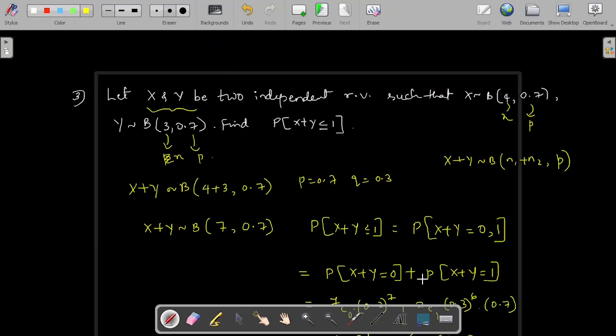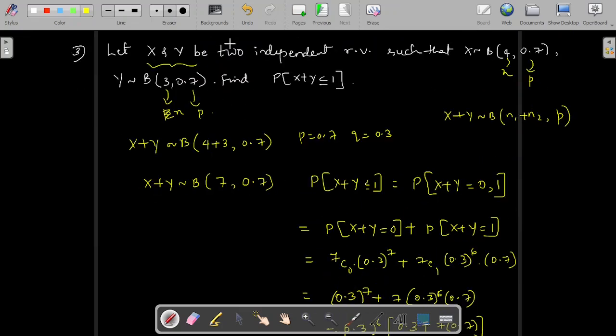This happens because X and Y are given as two independent random variables with the binomial distribution, X having the parameters n1, p, and Y having the parameters n2, p. If the probability of success is the same, then only you can write X plus Y with a binomial distribution having parameters n1 plus n2, comma p.